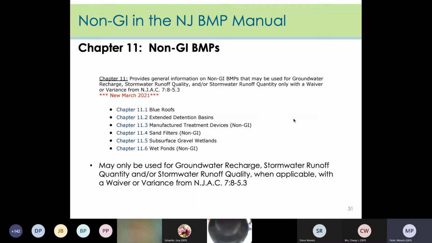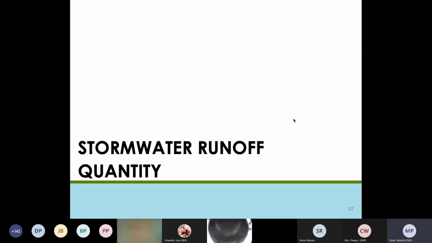The majority of the MTDs currently do not have a soil or vegetative component, so they're going to fall here in Chapter 11. And then you see non-GI sand filters, subsurface gravel wetlands, and non-GI wet ponds to round out the rest of Chapter 11 here. The next thing the reviewer needs to look at is the stormwater runoff quantity.